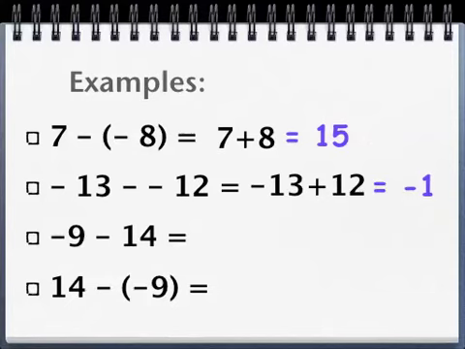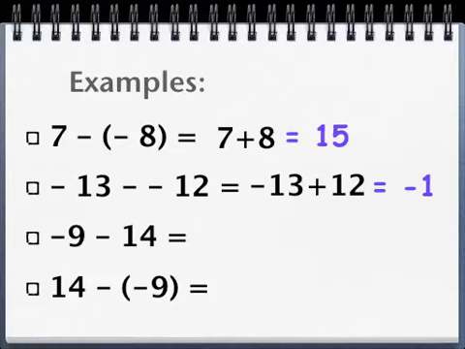Next I have negative 9 minus 14. I put this one in here to kind of try to trick you a little bit because this one does not go with the special case double negative. This one does not have two negatives or a subtraction and a negative symbol right next to each other. It has a negative 9 minus 14.